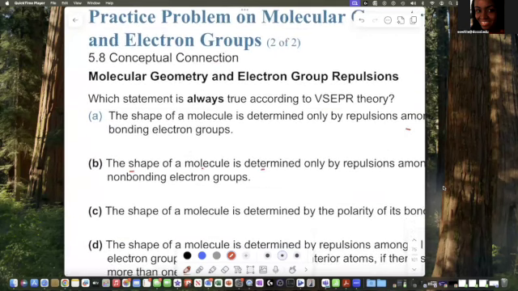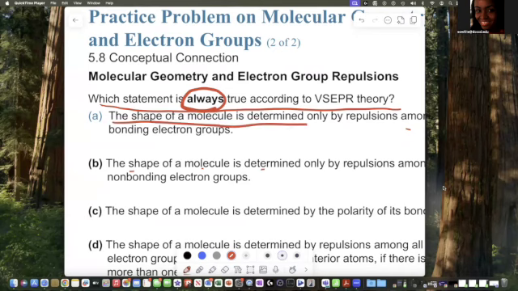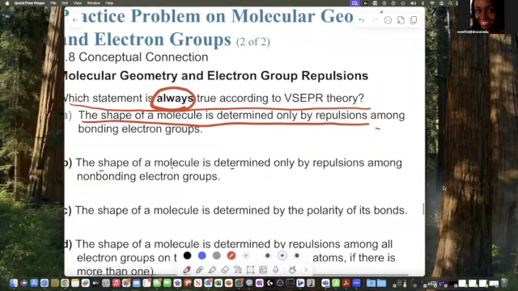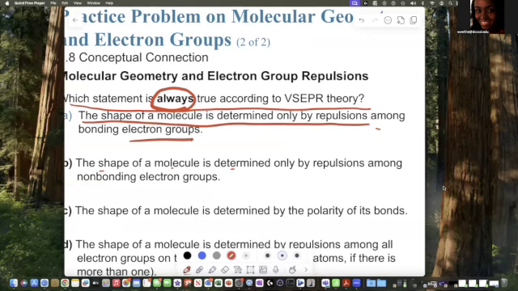Okay. Now we're looking at molecular geometry and electron group repulsions. We're asked which statement is always true according to VSEPR theory. The key term here being always true, right? It can't be kind of true. It has to be true, because it's always true. The shape of a molecule is determined only by repulsions among bonding electron groups. While when we're looking at the shape of the molecule, we focus on the bonding electron groups, remember, the non-bonding electron groups or the lone pairs exert an effect.